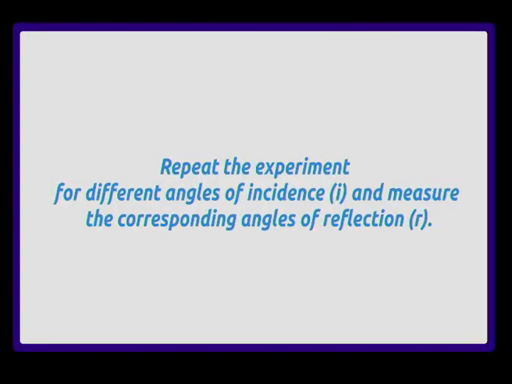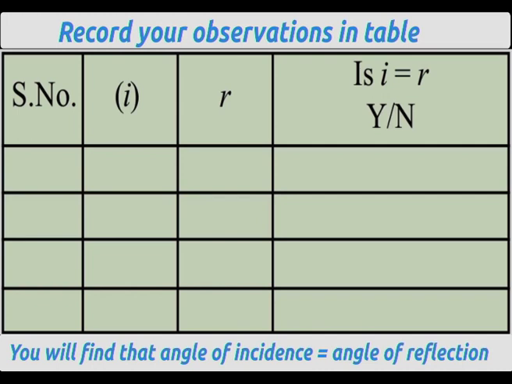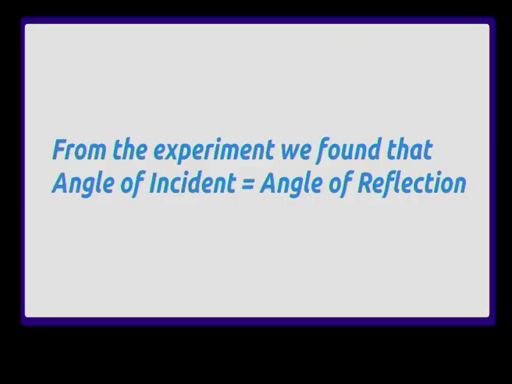Repeat the experiment for different angles of incidence I and measure the corresponding angles of reflection R. Record your observations in the table. You will find that angle of incidence equals angle of reflection. From the experiment, we found that the angle of incidence is always equal to the angle of reflection.